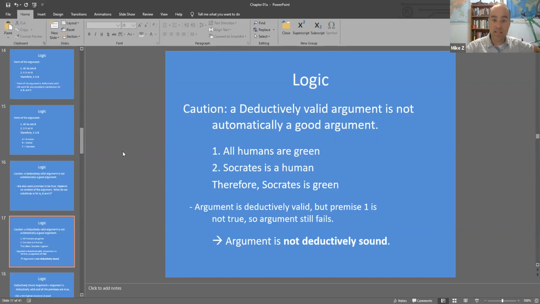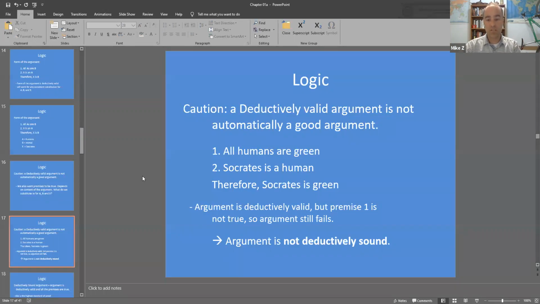Well, technically this is a deductively valid argument. If it's really true that all humans are green, and if it's really true that Socrates is a human, then it's got to be the case that Socrates is green. There's just no getting out of it. Now, of course, if we start comparing these premises to the real world, we can see that the first premise turns out to actually be false. But if it were true that all humans are green and that Socrates is a human, then it would be guaranteed that Socrates is green. So this is technically a deductively valid argument. But since the first premise is not true, the argument ultimately fails. And so it's not good enough to be a deductively valid argument.